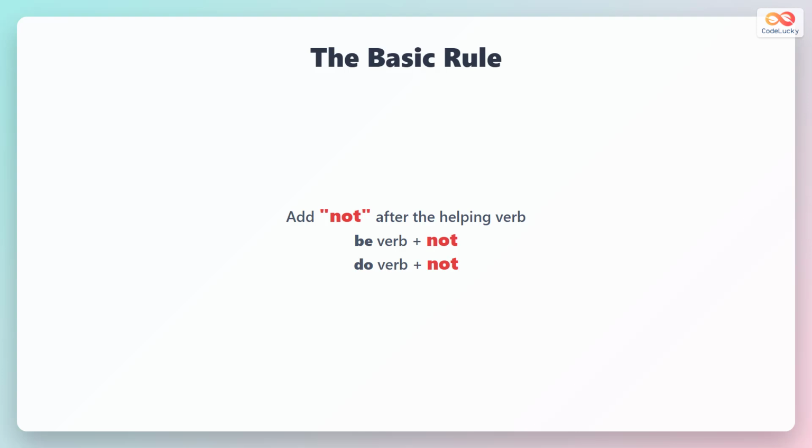The basic rule for negatives is simple. Put not after the helping verb. With be verbs, it is be verb plus not. With action verbs, it is do verb plus not. Not goes right after the helping verb every time.